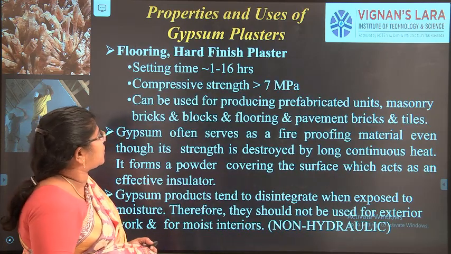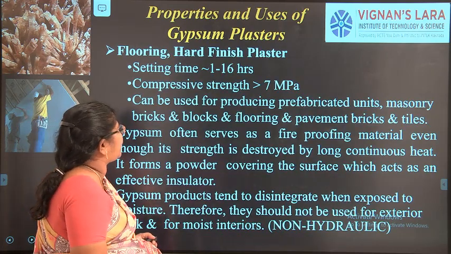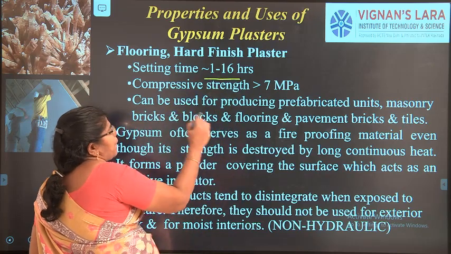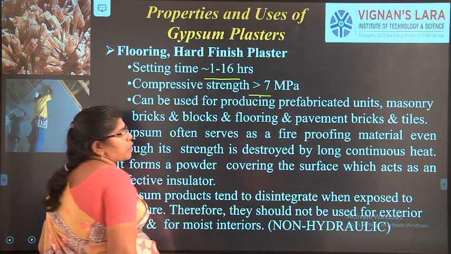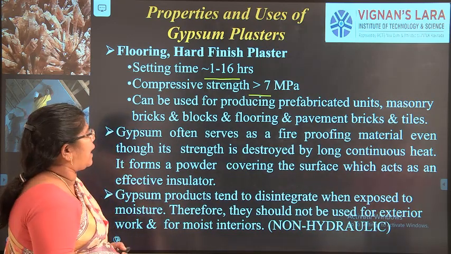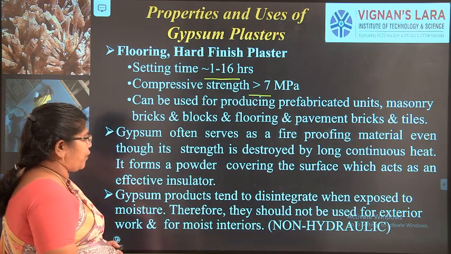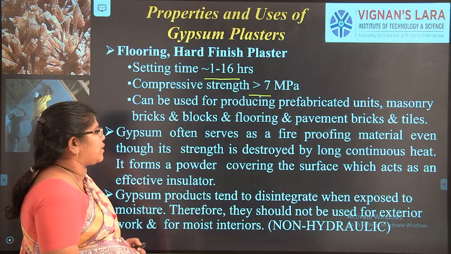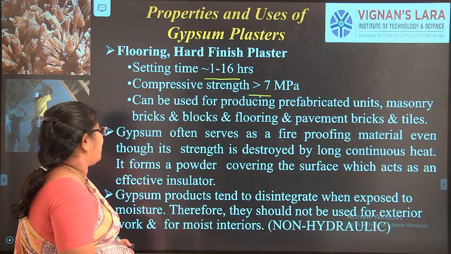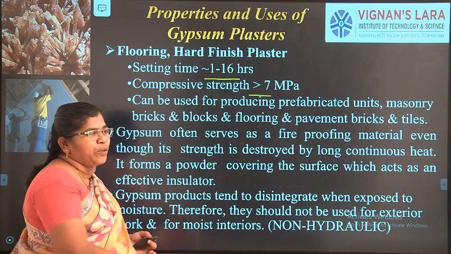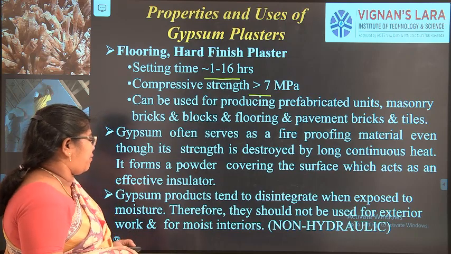The next one is used for flooring and hard finish plaster, where the setting time is up to 16 hours. The compressive strength is 7 Newton per mm square, almost equal to brick. It is also available as prefabricated units. Wherever we want, we can fix it. Gypsum often serves as a fireproofing material. Even though its strength is destroyed by long continuous heat, it can be used to resist some fire.